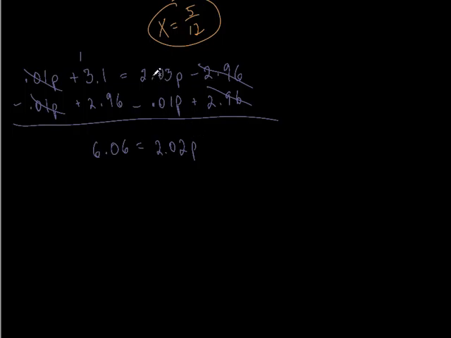Agreed? All right, use a calculator if you want. Solve for p. This is being multiplied, so we divide by 2.02. Come over here, divide this by 2.02. Should be 3.03, right? Is that right? Somebody do that just to make sure.